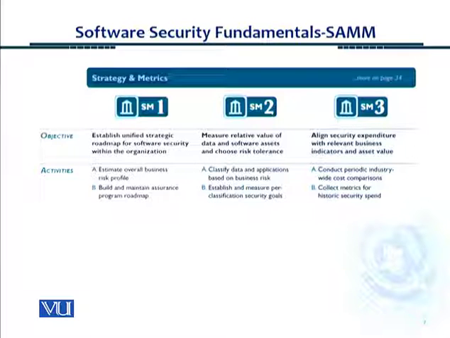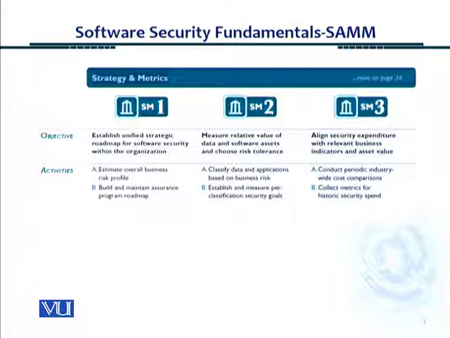The first strategy and metrics practice is to establish a unified strategic roadmap for software security within the organization. And here we have 2 activities: estimate the overall business risk profile, where we must sift through our different applications and look at the risk profile of each application, and then build and maintain an assurance program roadmap accordingly. The second practice is to measure the relative value of data and software assets and choose risk tolerance.